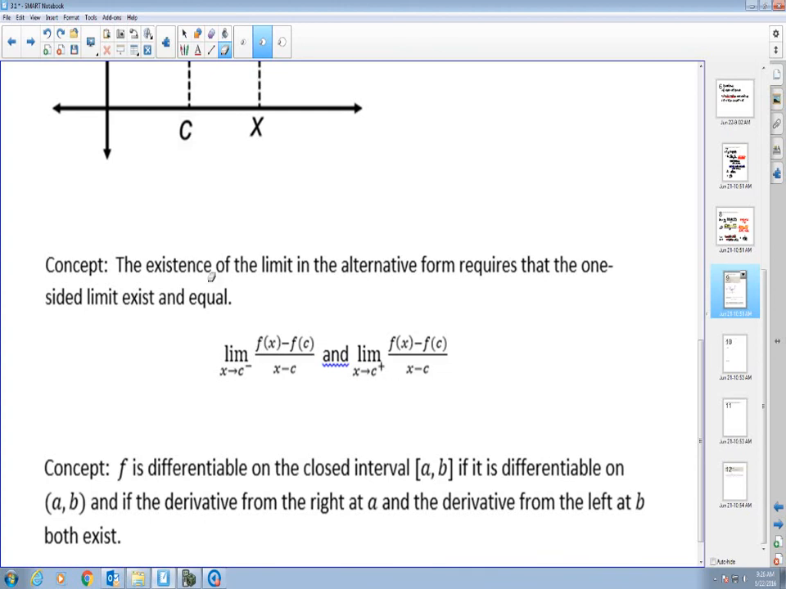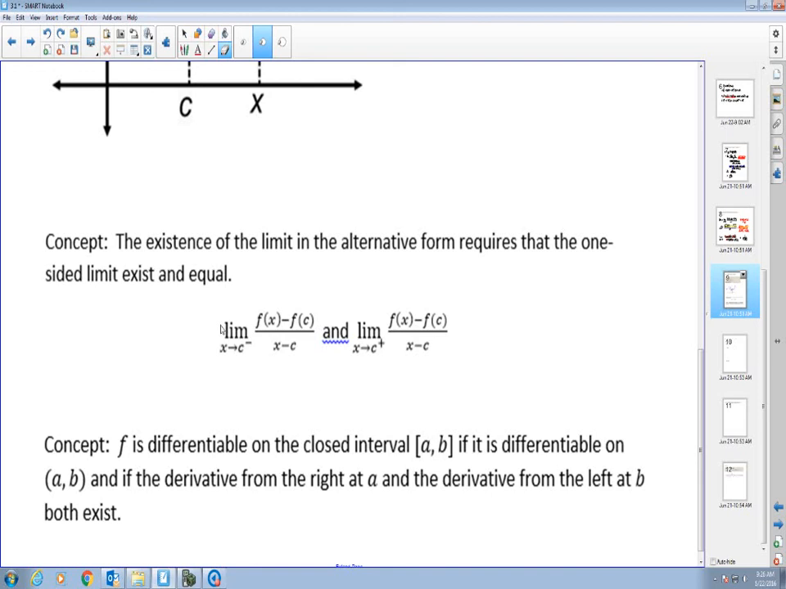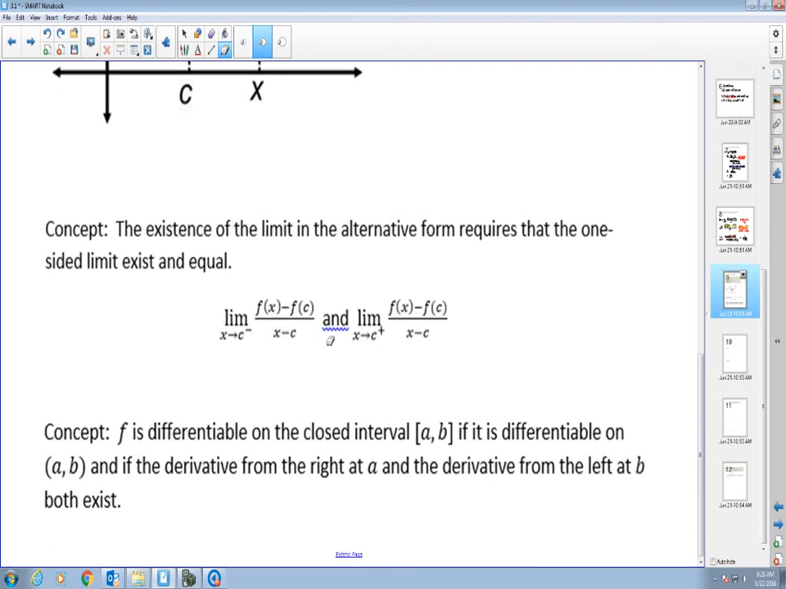The existence of the limit in the alternative form requires that the one-sided limits exist and are equal. So the limit from the right and the limit from the left still have to be equal to each other. If they are not equal, that means the limit does not exist. If the limit does not exist, that means the function is not differentiable at that particular point. I will show you an example in just a minute.